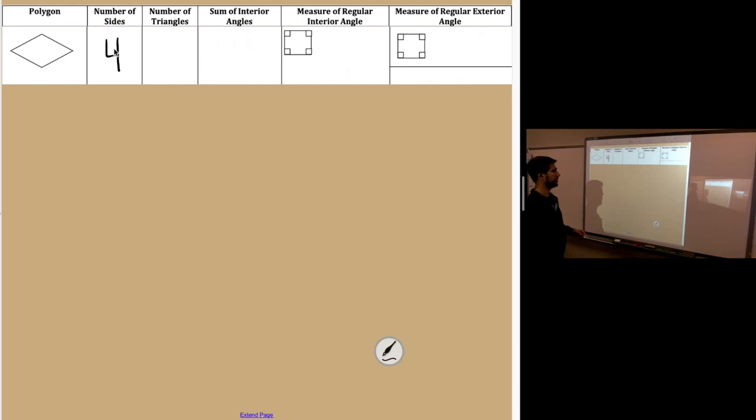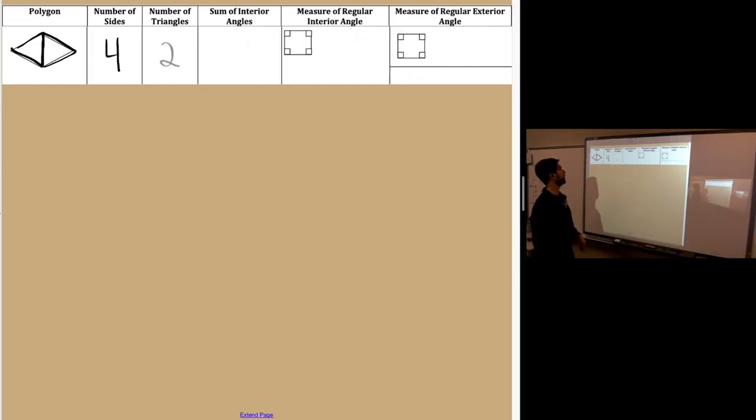If we start at a vertex and we go to every non-adjacent vertex, we start creating triangles. So look, I start at the top here and I go straight down to this vertex here. Do you see how I just created one and two triangles within this four-sided polygon? That's called triangulation. You can do that with every single polygon. So the number of triangles is two.